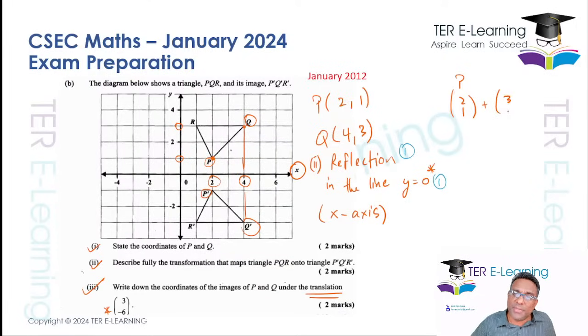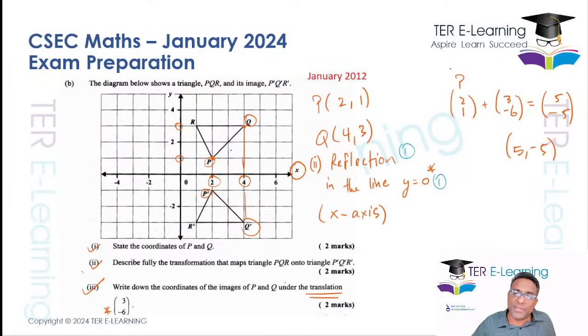So this is going to be 3 minus 6. Therefore, if you want to find that coordinate, all you're going to do is add this. So 3 and 2 is 5. 1 plus minus 6 is 1 minus 6, so that's minus 5. So therefore, that coordinate that we're looking for is (5, -5).